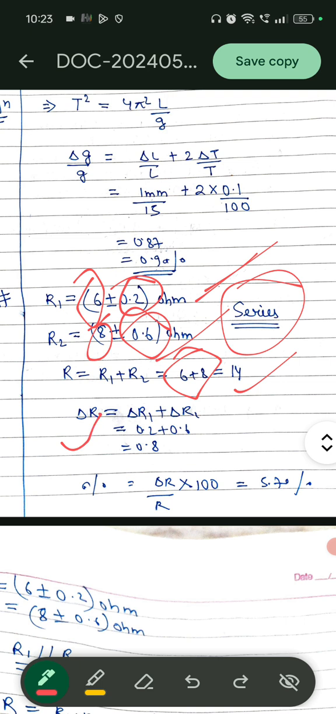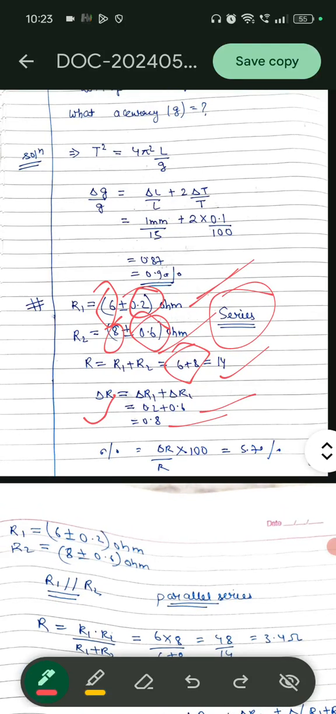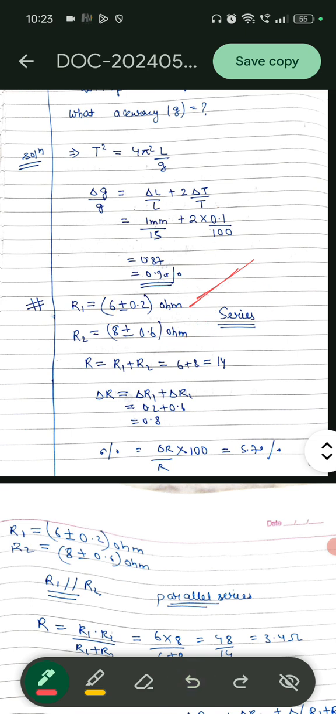In terms of delta R we are adding, and 0.2 and 0.6 is 0.8, and we will find the percentage error. Percentage error formula is absolute mean error by mean, but here you have to find the delta R by R. So delta R by R is the percentage formula. So this is like 5.7% is the answer.